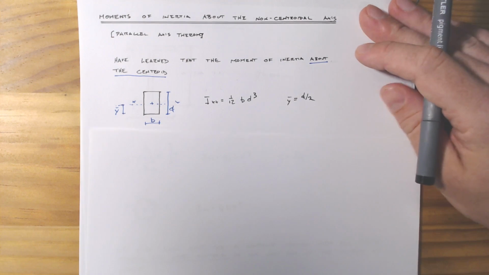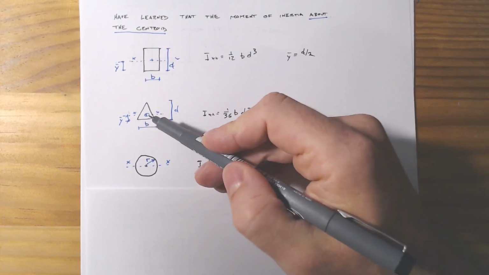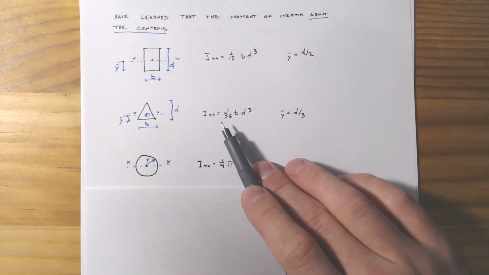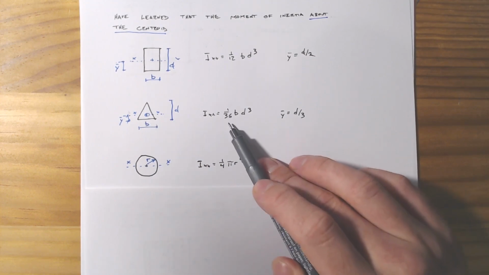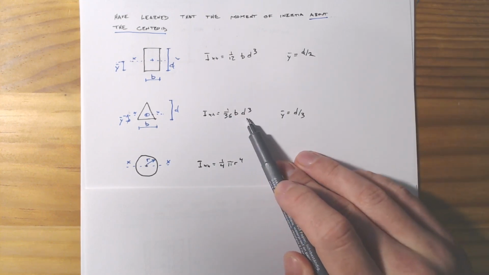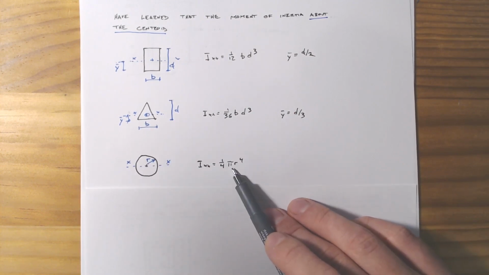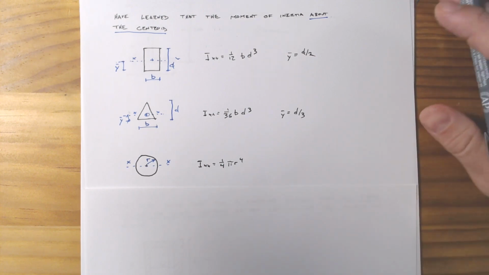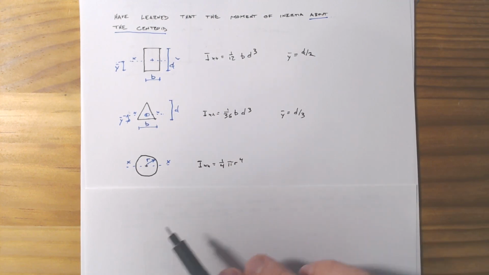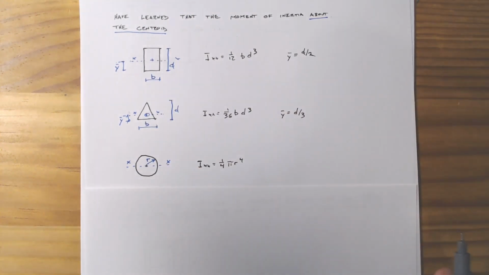We didn't derive these, but if we look at some other similar sections which we're rotating about their own centroidal axis, we find that a triangle rotated about the centroidal axis has a moment of inertia of 1/36, so just 1/3 of what it is for a rectangle, 1/36 b d cubed. And for a circle, our moment of inertia is 1/4 times pi times the radius to the fourth. We didn't derive these two, but you can take my word for it, and if you did want to work through the derivations, it's very similar to how we did the rectangle.